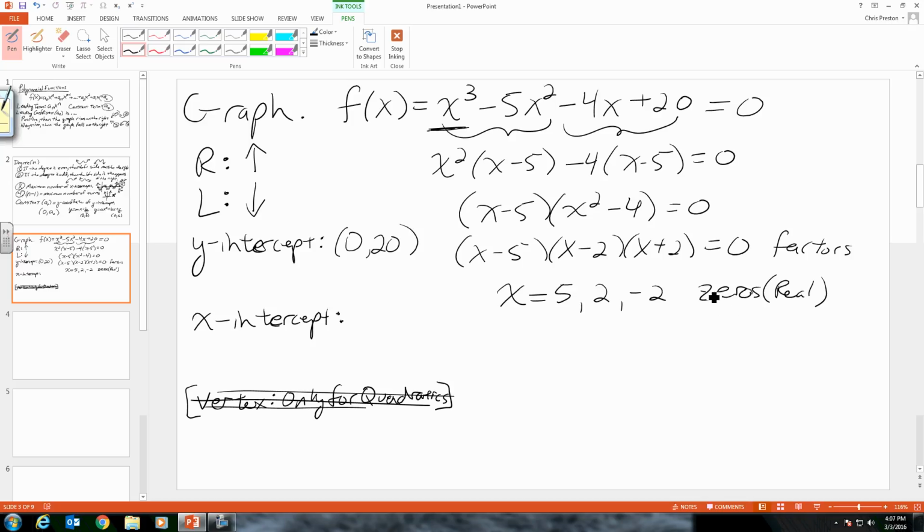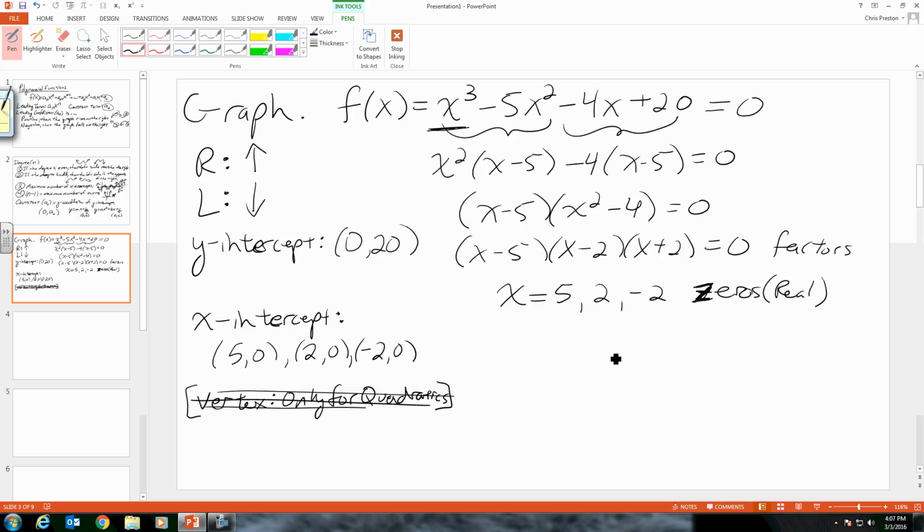Soon, like right after spring break, or wherever we are in the semester, in a few weeks, we're going to talk about all zeros. We're going to start working on imaginary numbers, but at this point, we're just dealing with real zeros. All right, so what does that tell me? Well, those are the x values of the x-intercepts. So (5, 0), (2, 0), and (-2, 0).